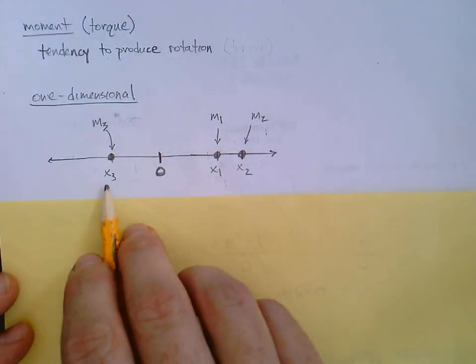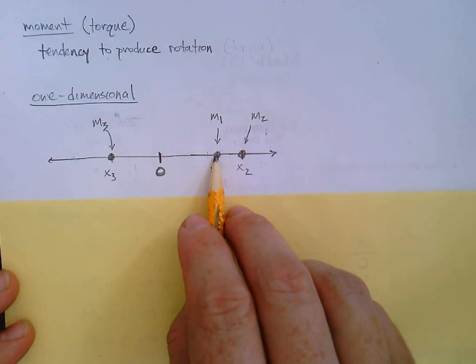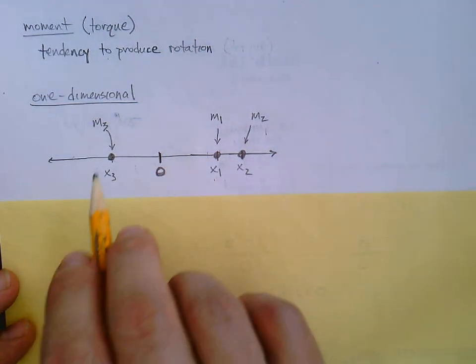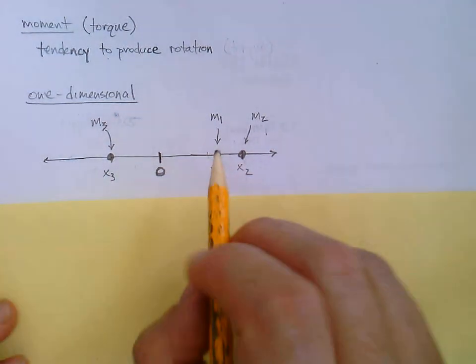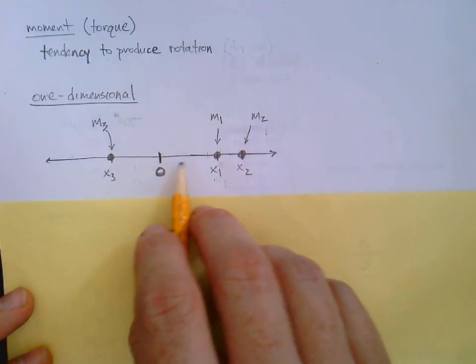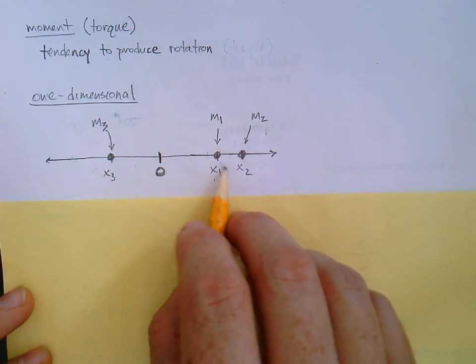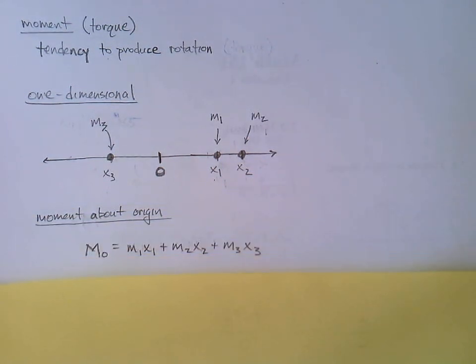So in this case, I just drew a few masses here. Let's say we have mass 1 located here at x1, mass 2 at x2, and mass 3 back here at x3. You can imagine the size of the mass matters, and also how far away it is from the origin. And then things on the right versus things on the left will tend to balance each other out.